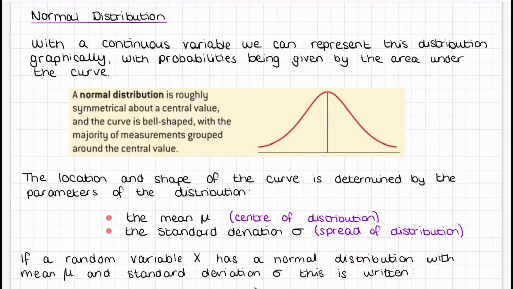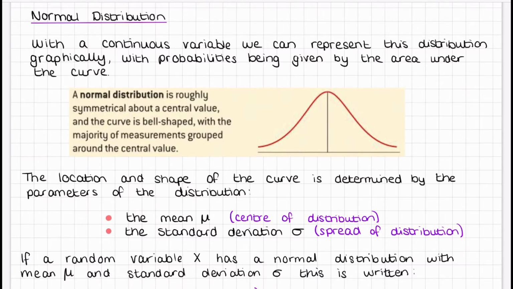This video is on normal distributions. With a continuous variable, we can represent this distribution graphically, with probabilities being given by the area underneath the curve. A normal distribution is roughly symmetrical, as the diagram shows here, about a central value which is the mean, and the curve is bell-shaped, and the majority of the measurements will be grouped around the centre value or the mean.